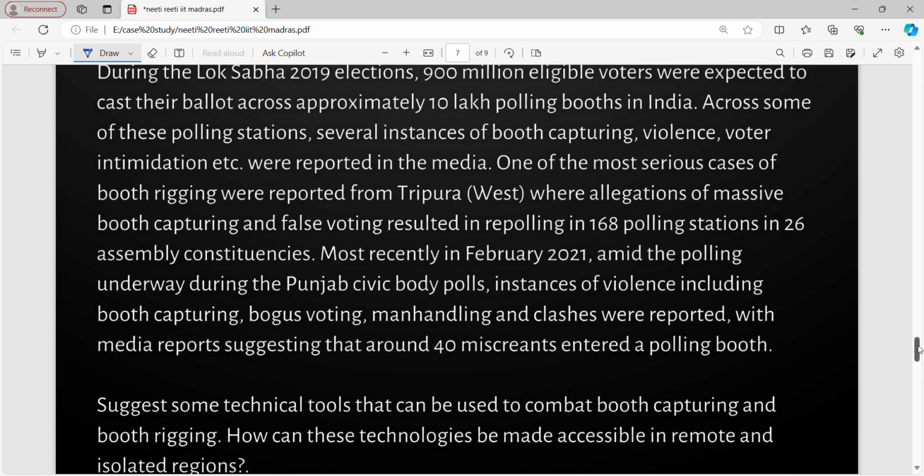Suggest some technical tools that can be used to combat booth capturing and booth rigging. How can these technologies be made accessible in remote and isolated regions?